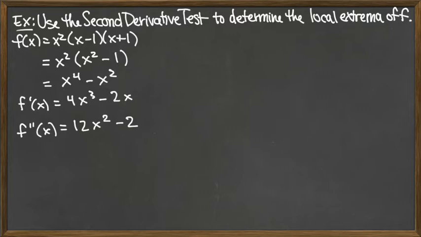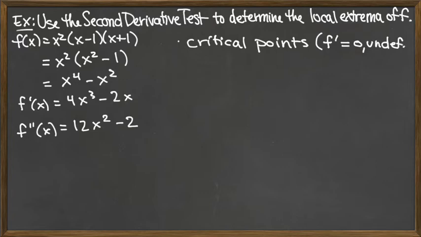And so let's go through those steps. First step is we need to find the critical points. So we'll say critical points, and what we're looking for there is f prime equal to 0 or undefined. Just like we had found critical points before as our candidates, they're still our candidates for maxes and mins. So our critical points are where the first derivative is 0 or undefined.